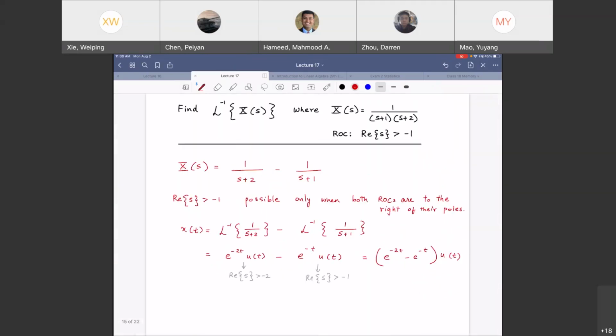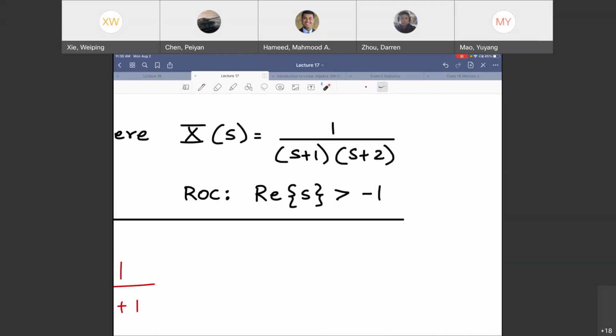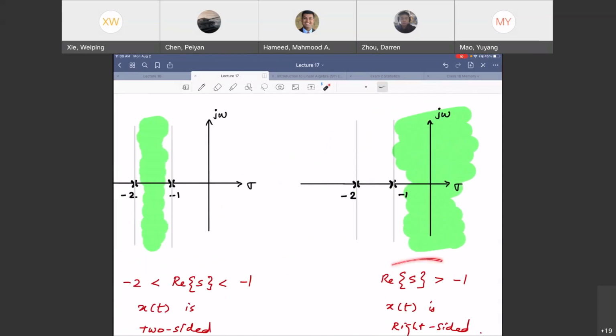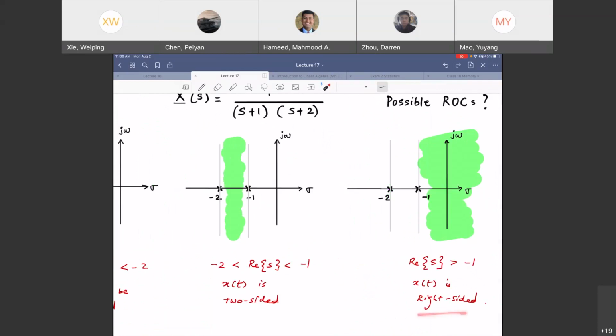Let's do another example here. We are trying to find the inverse Laplace transform of x of s. We are given x of s, exactly the same as before. It has two poles, one at -1 and one at -2, and we know that the Laplace transform of any signal is identified by two things: this expression and the region of convergence. And we are given the region of convergence, real part of s greater than -1. So you know that whatever answer you get has to be right-sided.